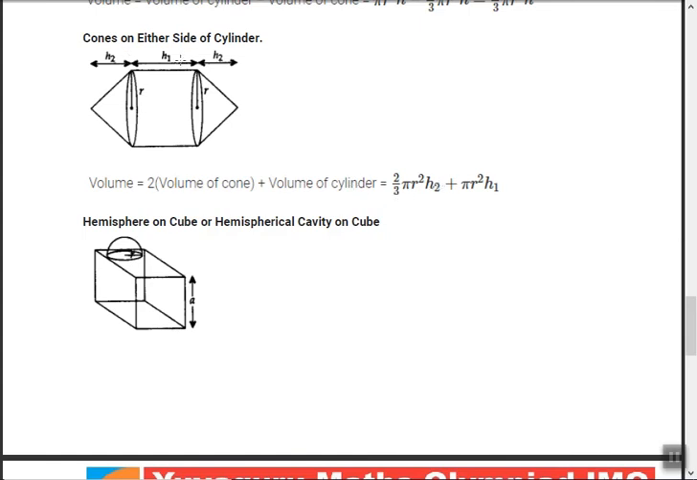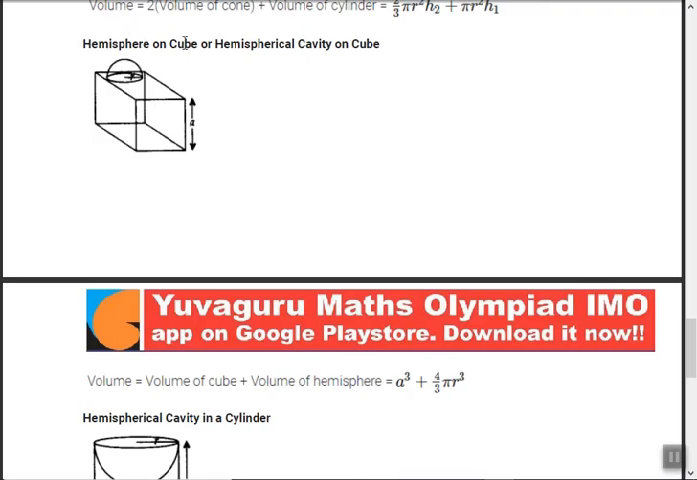Right? This is h2. Now if this height would have been different, then it would have been 1 upon 3 pi r square h1 plus 1 upon 3 pi r square h2 or h3, whatever this height might be. Okay, and then add separately. Now as they are given as same, that's why we are clubbing them. 2 upon 3 pi r square h2, and for cylinder it is pi r square into h1 volume. Okay, we are only focusing on volume, right? Not on surface area.